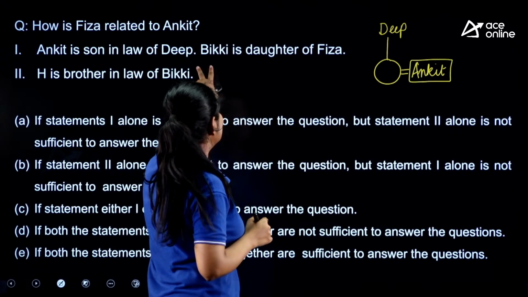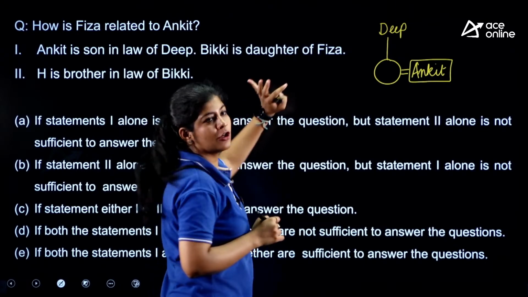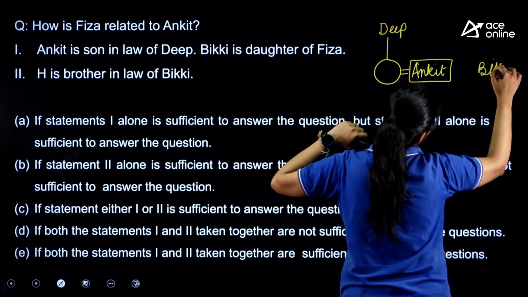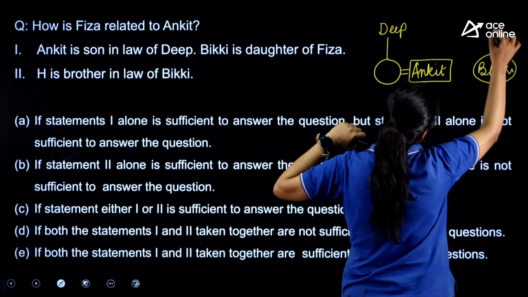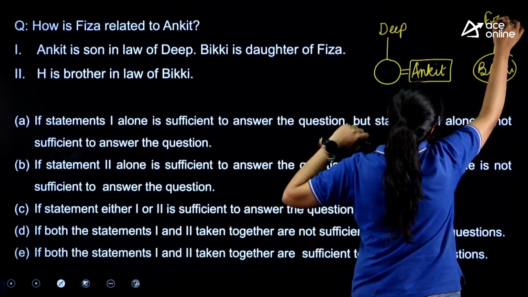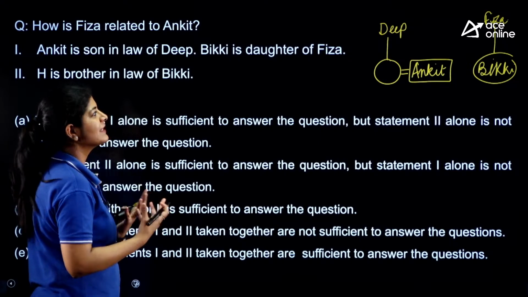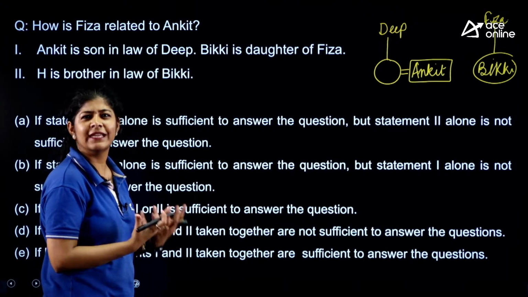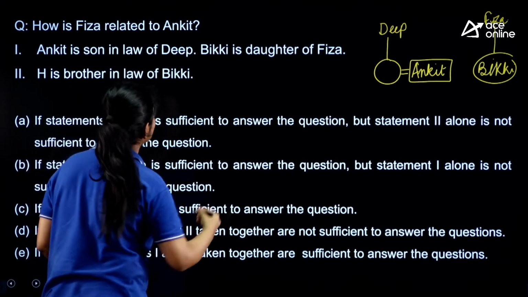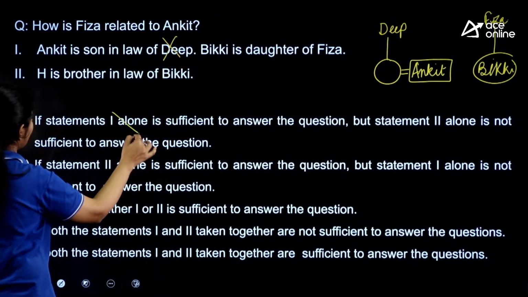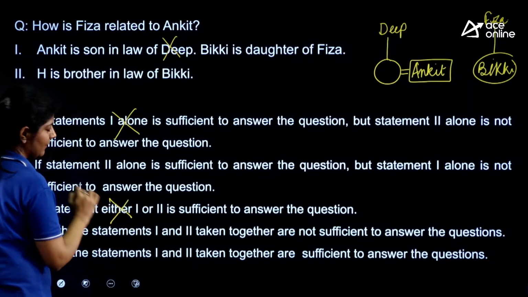Next, Bicky is the daughter of Fiza. But from this, can we say anything about how Fiza and Deep are related, or how Fiza and Ankit are related? No, we are not able to determine it from this one. If this is eliminated, that means option A and option C are eliminated, right?